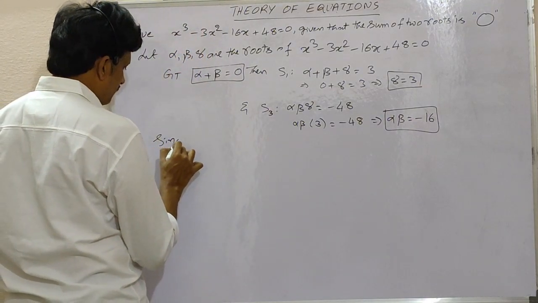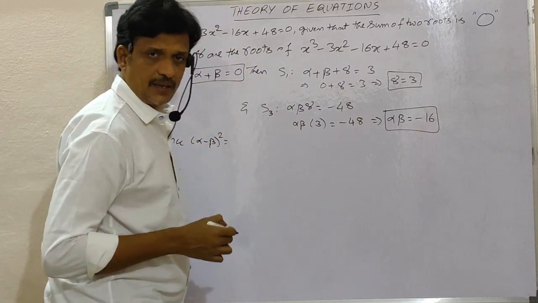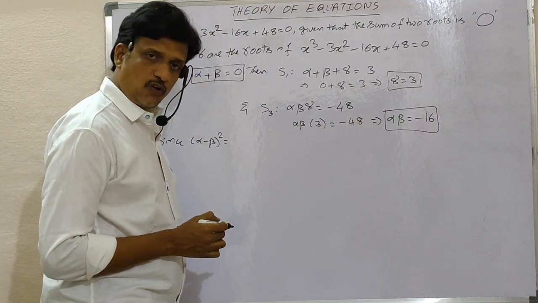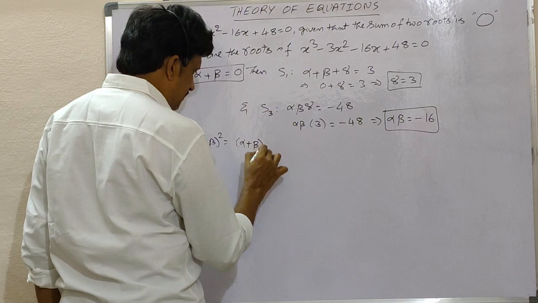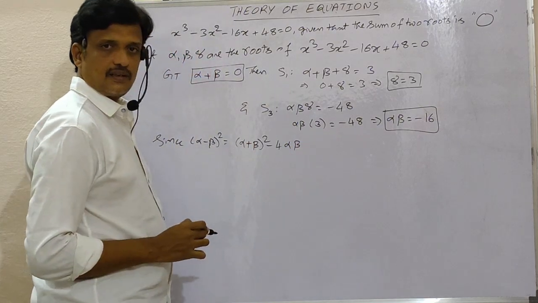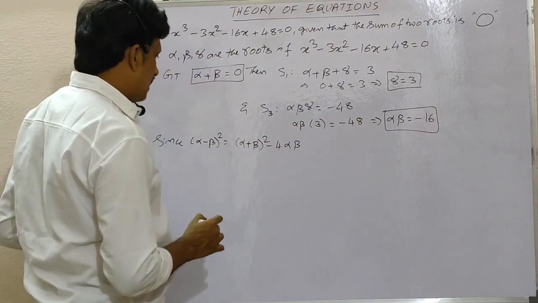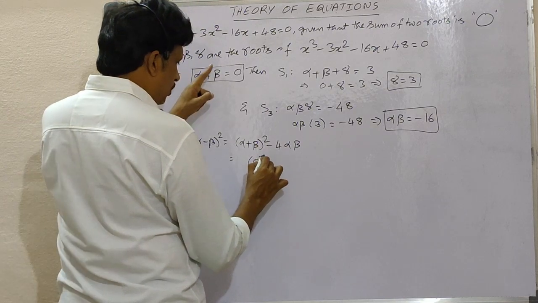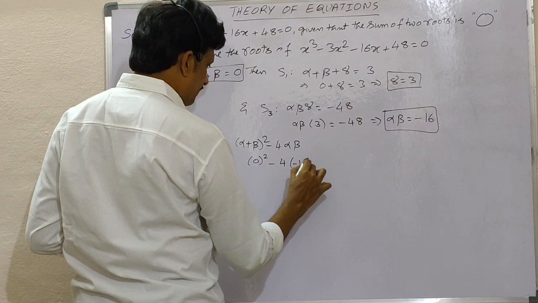By using these 2 conditions, you can find the values of alpha and beta like this. Alpha minus beta whole square is in the form of a minus b whole square, so I can write a plus b whole square minus 4ab. So here we can write alpha plus beta whole square minus 4 alpha beta. Now substitute these values. Alpha plus beta is 0, minus 4 into alpha beta, which is minus 16.